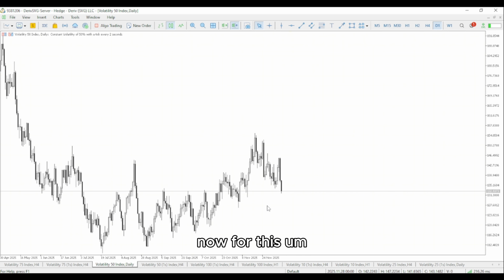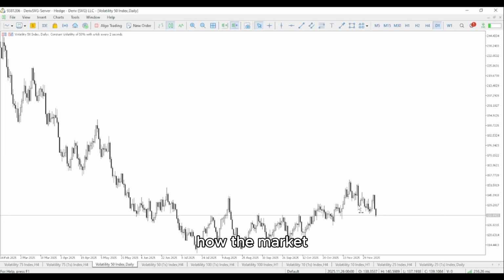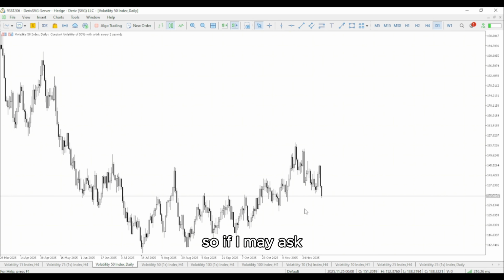Now for this Volatility 50 Index, you can see how the market looks right now. So if I may ask everyone in the audience, put it in the comment section. It's just an exercise. What do you think the market is going to do? Is it uptrending or is it downtrending? You answer that in the comment section. Now let's dive into the example right away.